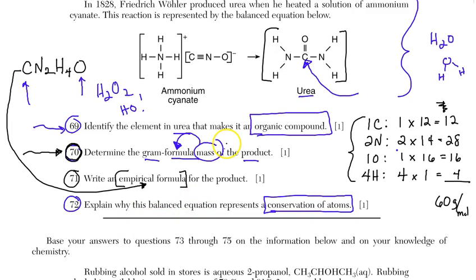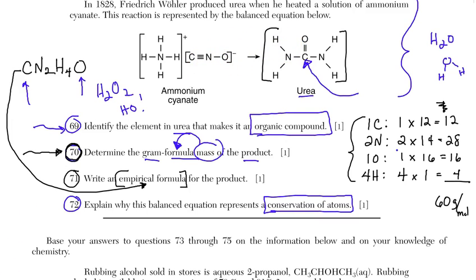So again, there's 4 questions here that really had nothing to do with the blurb other than using one of the formulas. But why a conservation of atoms? Very simple. The same number and same type of atoms are on both sides of the equation to show that there's been no destruction of atoms and no producing of atoms. We have the same atoms and same types on both sides.